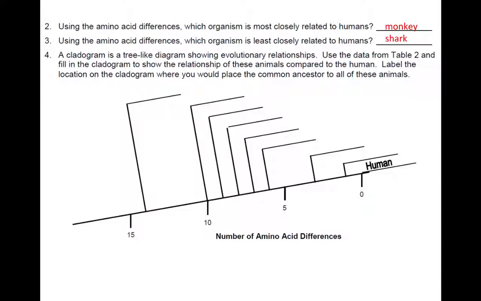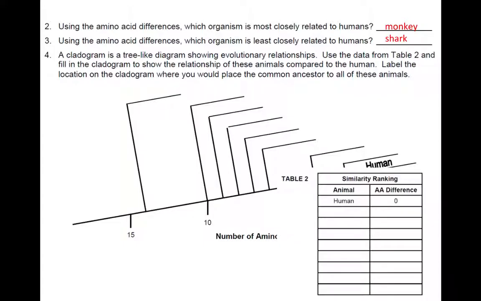Now, if you remember on a cladogram, things that are furthest away from each other are going to be most unlike each other or distantly related, and things that are closest to each other on a cladogram are more closely related. And we're going to use Table 2 to help fill that out. So with that similarity ranking, the ones that are furthest away are going to be at the bottom. So the shark would be the furthest away, and then the tuna would come next, and then the frog, and then the turtle, and then the chicken, and then the horse, the rabbit, and the monkey.